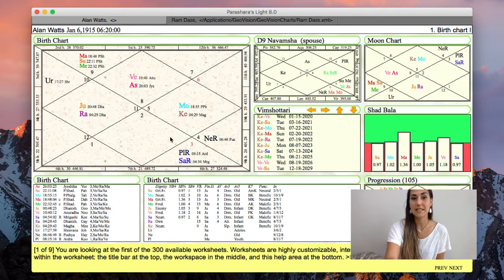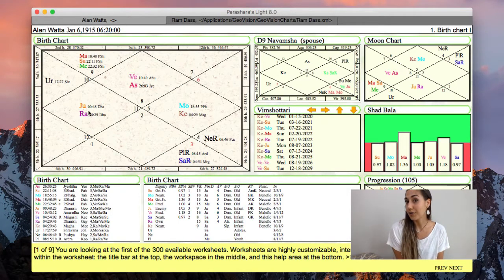Mercury will be aspecting his 8th, right? Every planet has the 7th house aspect, always. Mars will aspect the 5th house, 1, 2, 3, 4. It will aspect the 8th from its 7th aspect, and it will aspect the 9th from its 8th aspect.